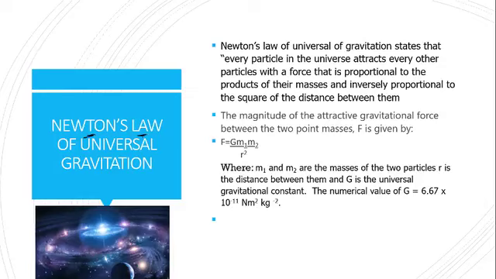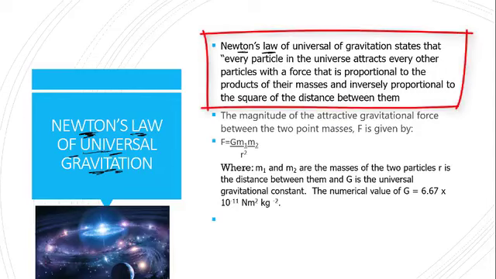Sir Isaac Newton postulated several theories because of his fascination with motion. And one of the theories he postulated helps us to understand gravitational force better. And this postulation is known as Newton's law of universal gravitation. Newton's law of universal gravitation states that every particle in the universe attracts every other particle with a force that is proportional to the product of their masses and inversely proportional to the square of the distance between them.